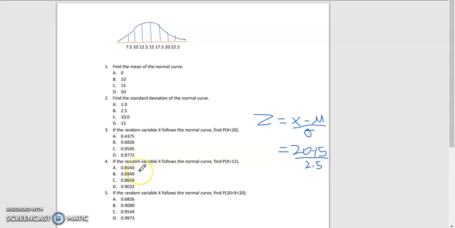Then let's go to question 4. Question 4 says, if the random variable x follows a normal curve, find the probability that x is greater than 12.